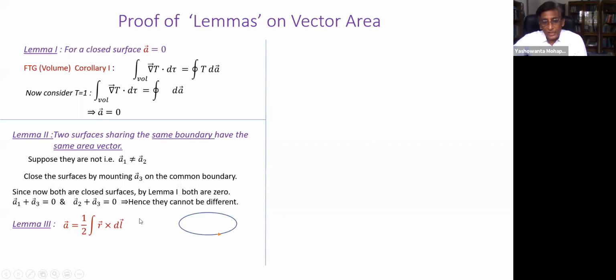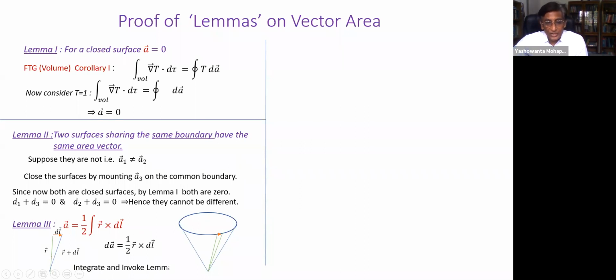Suppose this is the loop, and I take another surface like that, and consider a small element. This is R, this is dl, and this is R plus dl. Now I can construct a parallelogram, whose area would be R cross dl, and this triangle would be half of that. So dA is half R cross dl, and hence A is equal to half the integral of R cross dl. As simple as that.